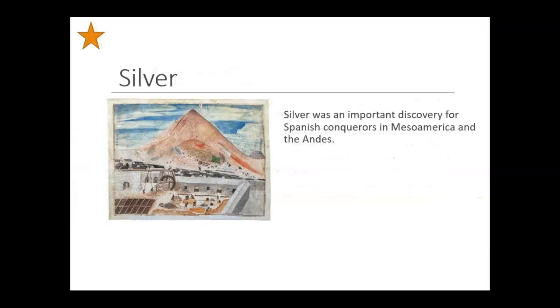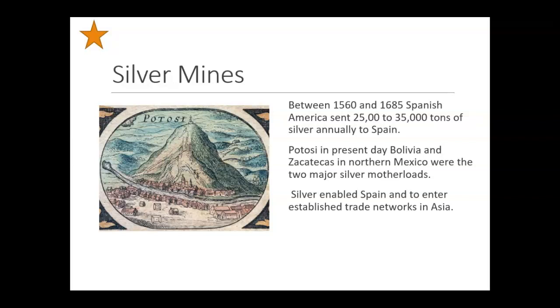Silver was an important discovery for Spanish conquerors in Mesoamerica and the Andes. Initial precious metal exports from both Peru and New Spain were supplied through Spanish extraction of Native American mineral wealth. Between 1560 and 1685, Spanish America sent 25,000 to 35,000 tons of silver annually to Spain. Between the start of Pizarro's military expedition in 1531 and 1536, the original conquistadors sent enormous quantities of gold and silver to Europe and became the equivalent of contemporary multi-millionaires.